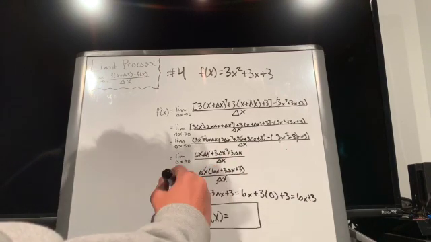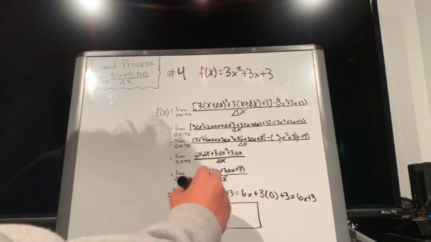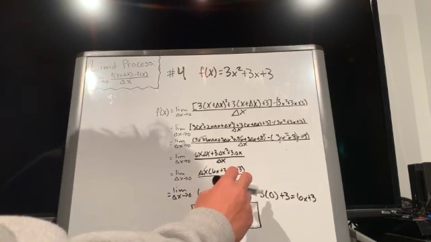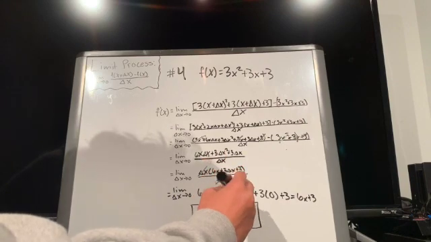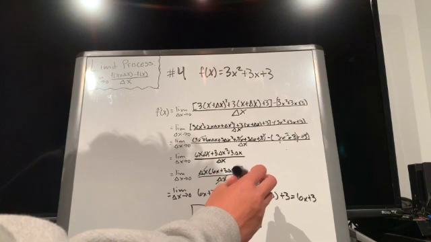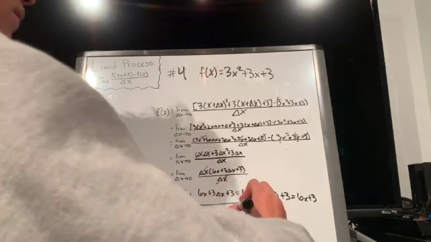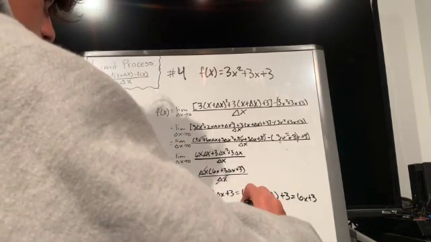And since we're finding the limit of delta x as it approaches 0, we're going to plug 0 in for delta x, which gives us 6x plus 3 times 0 plus 3, which equals 6x plus 3. So the derivative is 6x plus 3.